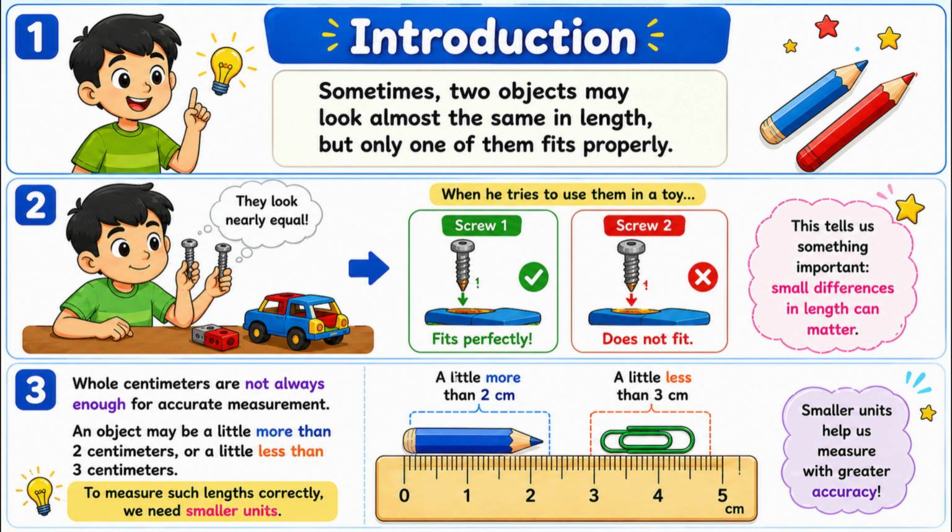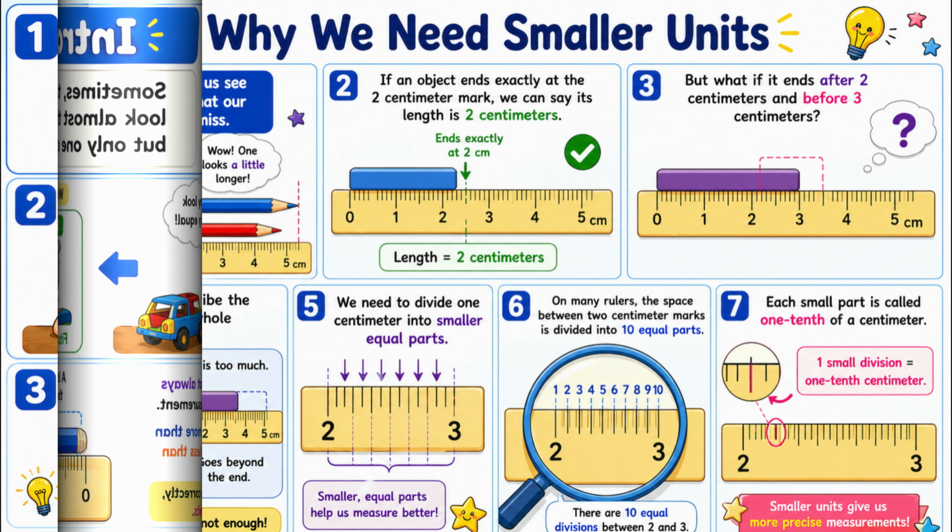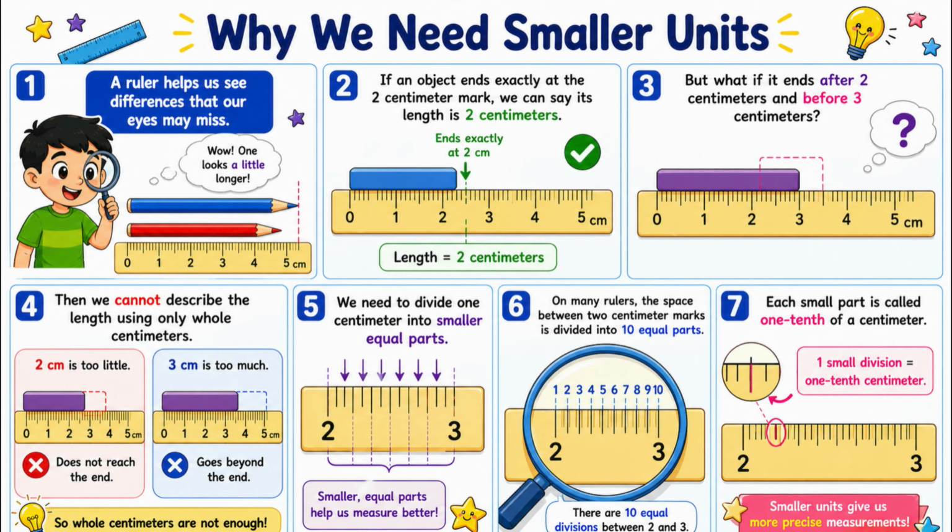An object may be a little more than 2 centimeters or a little less than 3 centimeters. To measure such lengths correctly, we need smaller units. Why we need smaller units. A ruler helps us see differences that our eyes may miss.